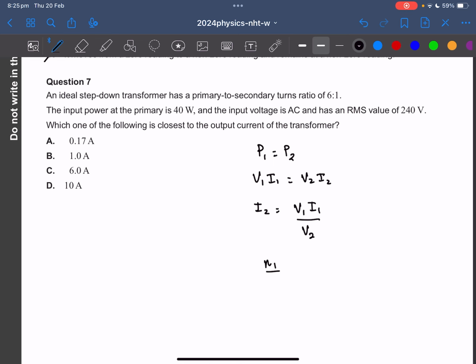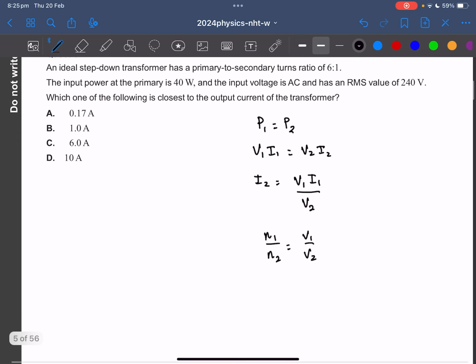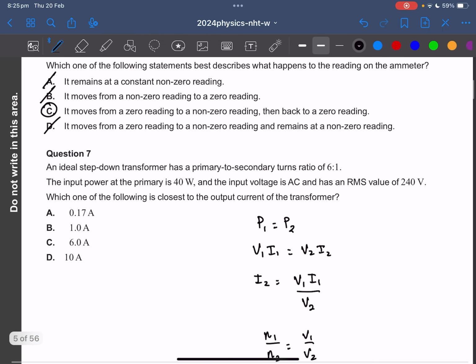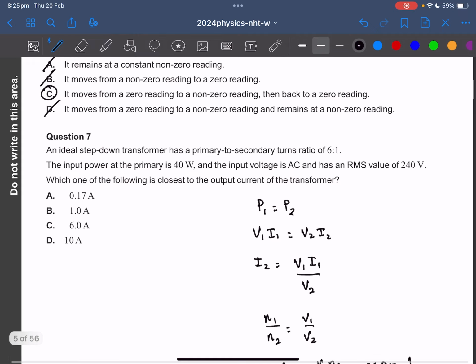So we can use N1 on N2 equals V1 on V2, right? So our V2 equals V1 N2 divided by N1, which is 240 times 1 on 6. So our V2 is going to be 40 volts. Now it makes sense because it's a step down transformer, so the value has gone down, makes perfect sense. Okay?